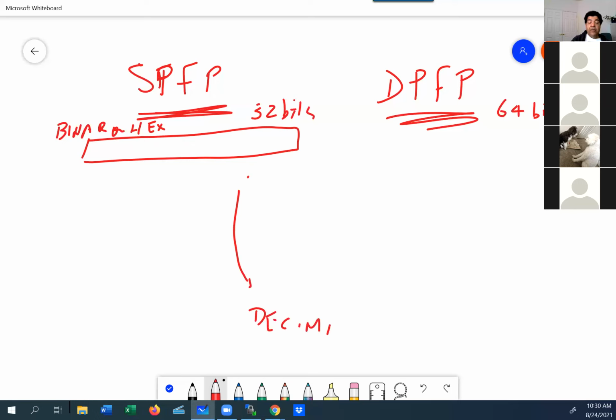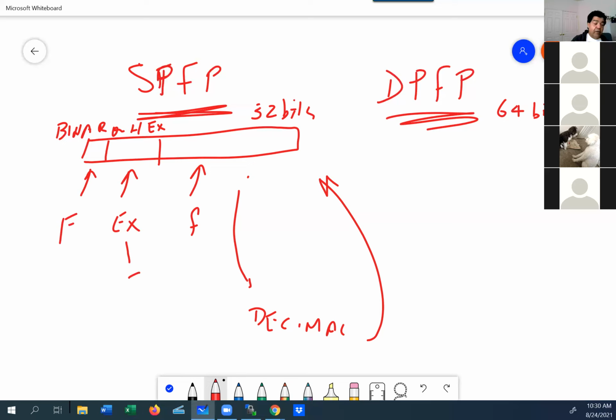That's what you're going to be asked to do, or the reverse. We have plenty of exercises to do that. Remember that when you go from here, you're going to have the sign, you're going to have the exponent, and you're going to have the fraction, right?